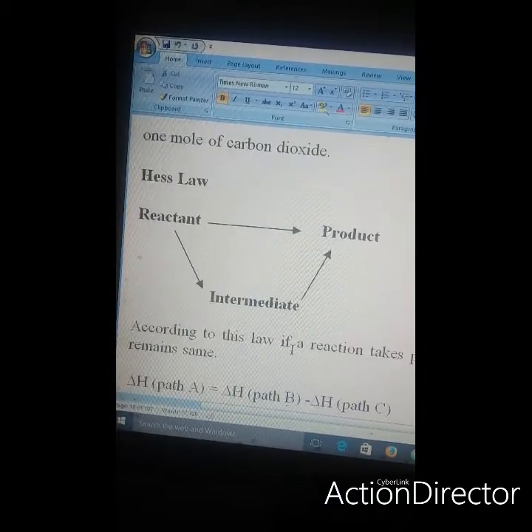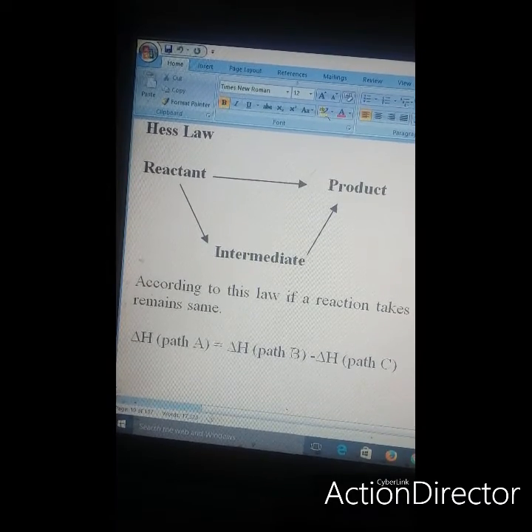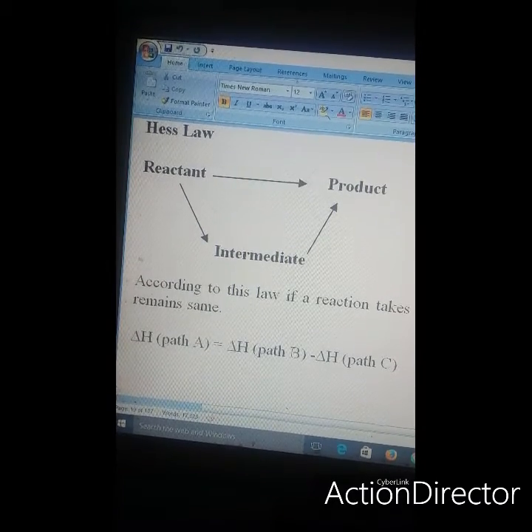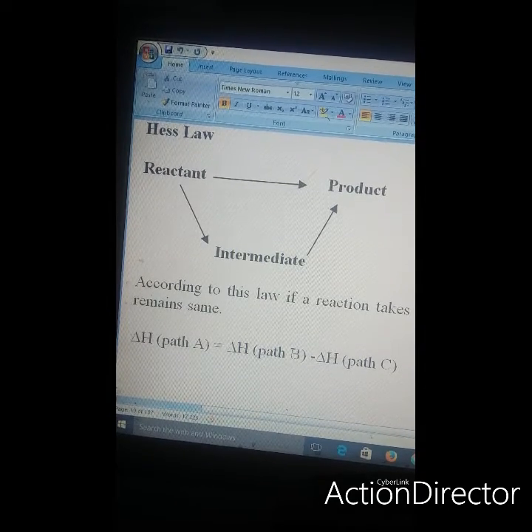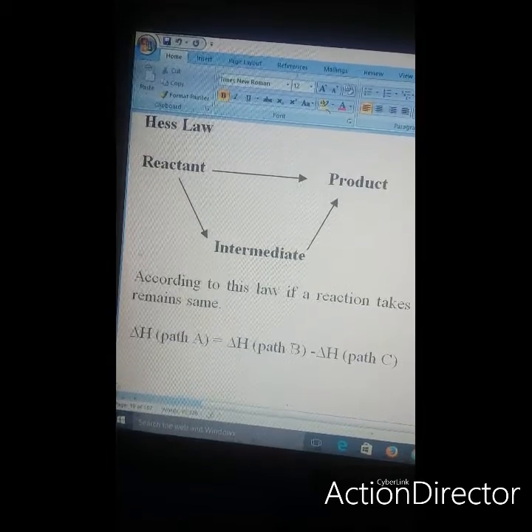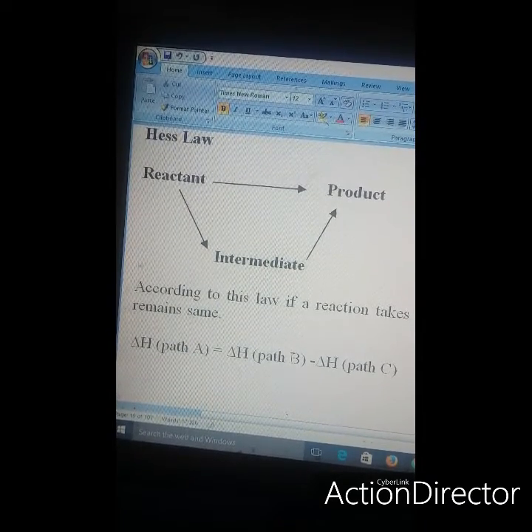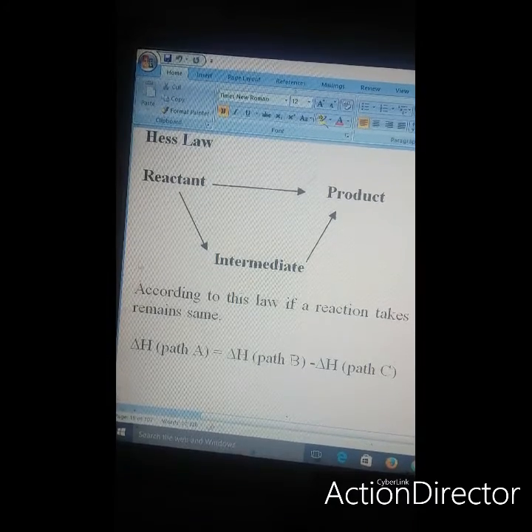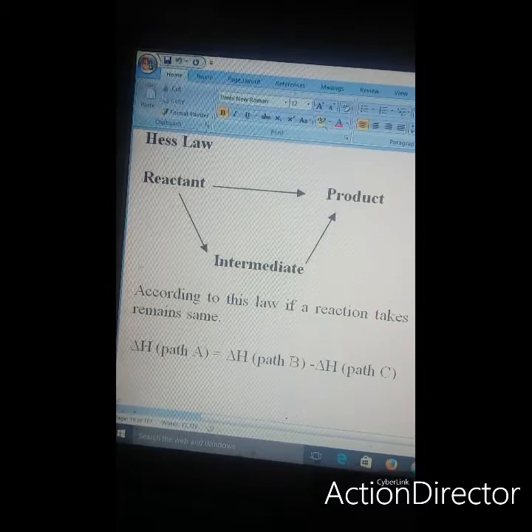Now let us talk about Hess's law. This law was given by the Swiss-born Russian chemist G.H. Hess, and he is famous for his two fundamental laws of thermochemistry. The first was the law of constant heat summation, and the second was the law of thermoneutrality. According to this law, if a reaction takes place in one step or many, the change in enthalpy will remain the same.